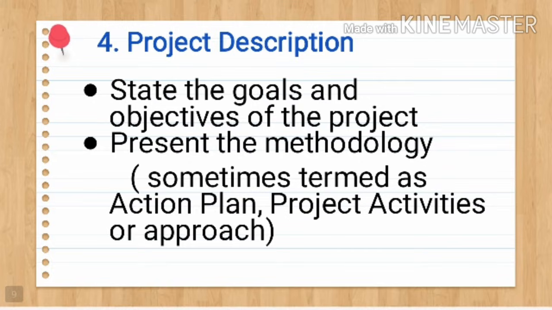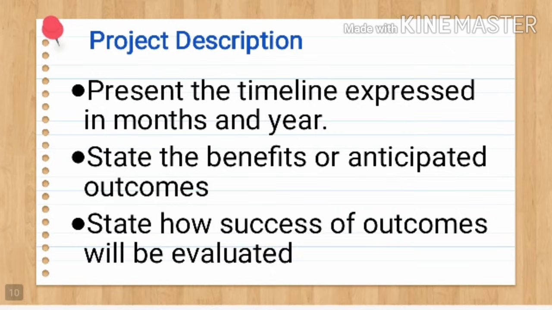The next part is the project description. It states the goals and objectives of the project. It presents the methodology, sometimes termed as action plan, your project activities, or approach. This also presents the timeline expressed in months and year. It also states the benefits or anticipated outcomes. It also states how success of outcomes will be evaluated. Let's see sample templates which you can use in writing the project description.